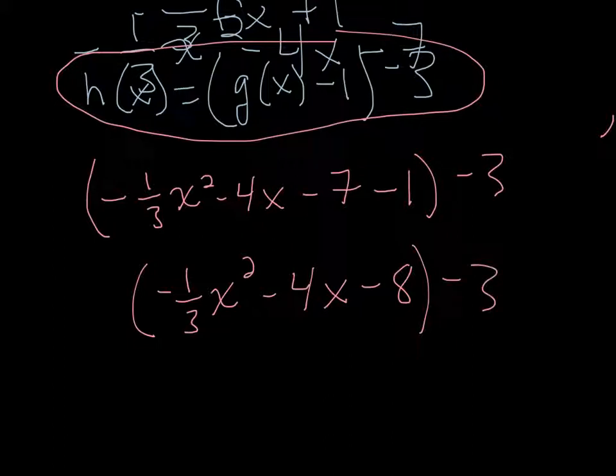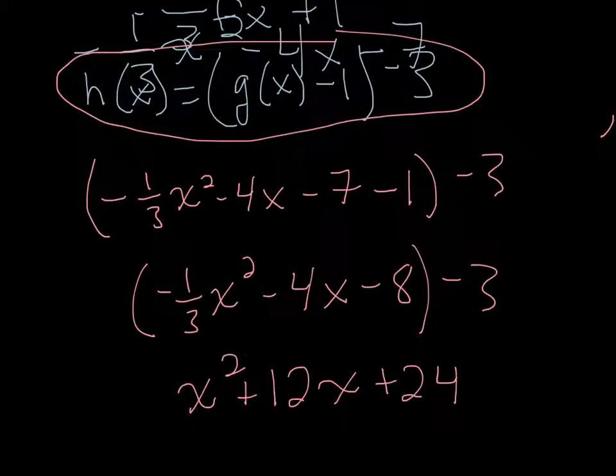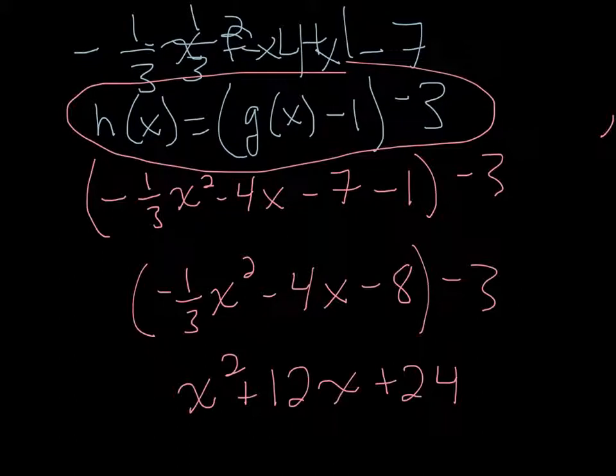So we're just going to use our distributive property, multiply this, this, and this by -3. -3 times -1/3 gives us +1, which is x squared. -3 times -4 is 12x, and -8 times -3 is 24. So you can see the original answer is right here. To undo what g of x did, we subtract 1 first and then multiply by -3, and we end up with our original equation, f of x.